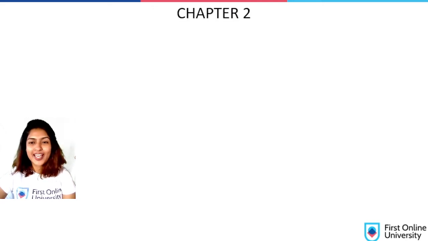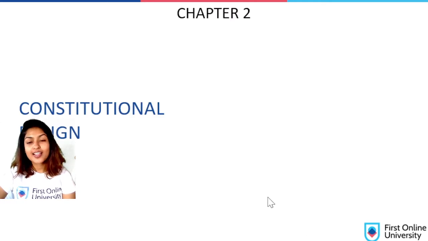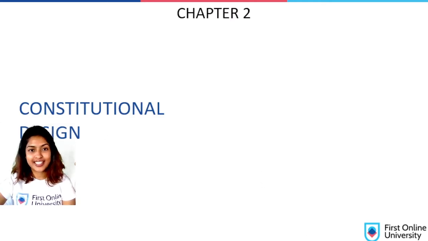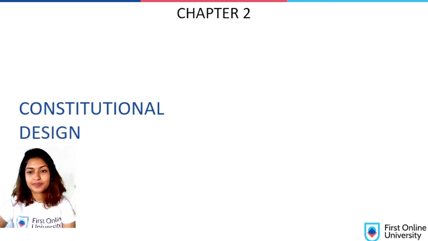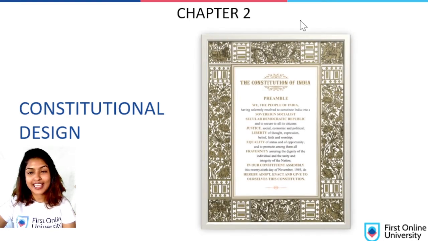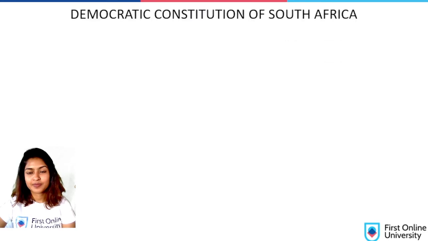We are going to go ahead with chapter 2, and in this session we're going to deal with the constitutional design. Like in this picture you can see, it is the heart and soul of the Indian Constitution, that is the preamble. In order to begin with the constitutional design, let us first see the democratic constitution of South Africa.